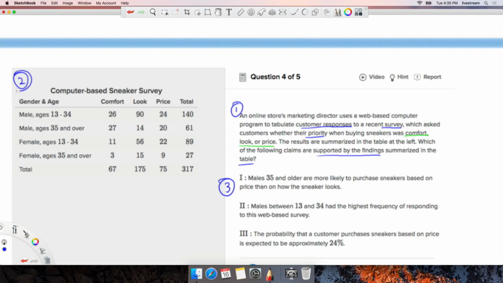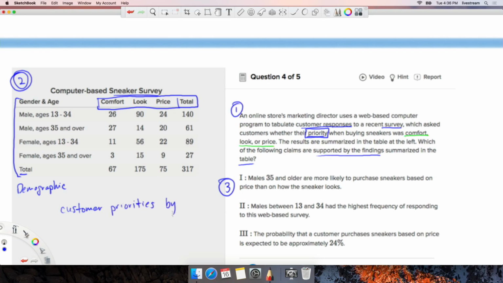And now I'm going to hop over here to number 2, and I've got this sneaker survey, and I'm going to look now at the rows and the column headers to first ground myself. In the rows, I've got gender and age. So male, ages 13 to 34, male 35 and over. This is exactly like it mentioned, gender and age, so this is some demographic information. And then at the top, these are the priorities that are mentioned when buying sneakers: comfort, look, or price. And then I've got my totals. So if I state my understanding of this table, these are customer priorities by gender and age, since those are the segments in the rows.